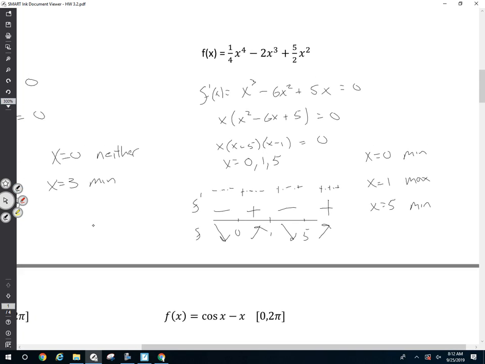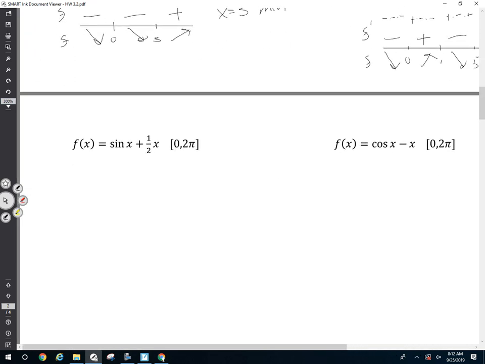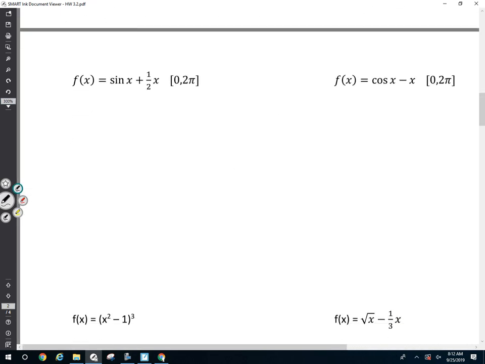All right, good stuff. So what does my function look like? Down, up, x to the 4th. Shouldn't make sense. But we know the exact locations of these maxes and mins, which is cool. Sine x plus 1/2 x from 0 to 2 pi. Well, same process.